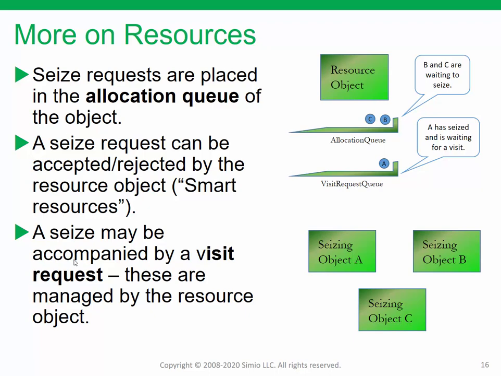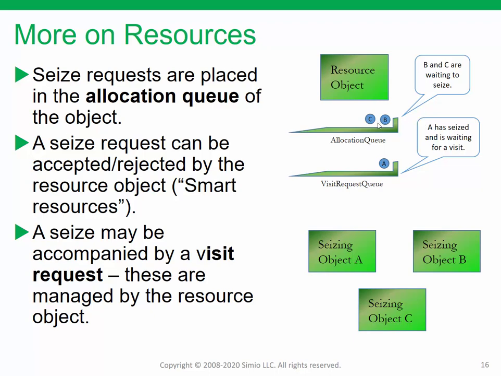And finally, a seize request or a seize step might be accompanied by something called a visit request. And a visit request says, I want to, for example, have the resource visit a particular node prior to continuing on in the process. So for example, when you look here, we have seizing object A, seizing object B, seizing object C. So object A also included a visit request. So object A now has seized the resource and is waiting for a visit.